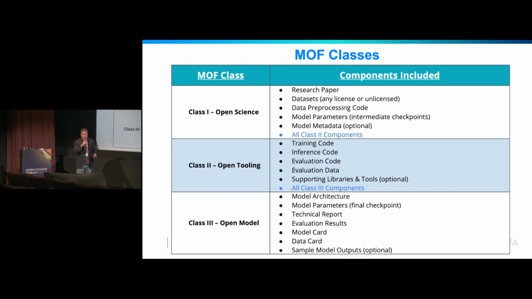And then we've got open science. This is where we all aspire to be, right? A very detailed research paper, like 50 pages long, full data sets, descriptions of the data used, the data preprocessing code that describes the data mix, like how was data pulled into the model, how was it trained, and then intermediate checkpoints, which gives you the ability to rewind in time and resume training at some previous point or see how the model matured during its training process.